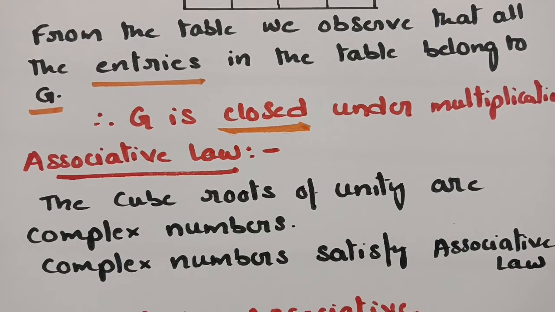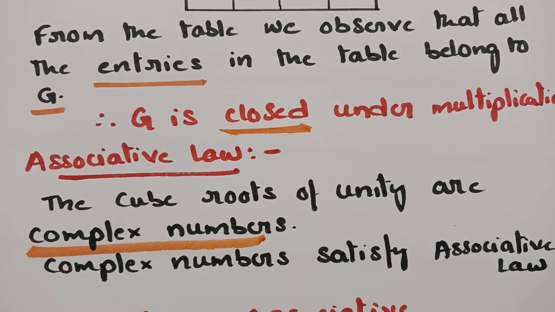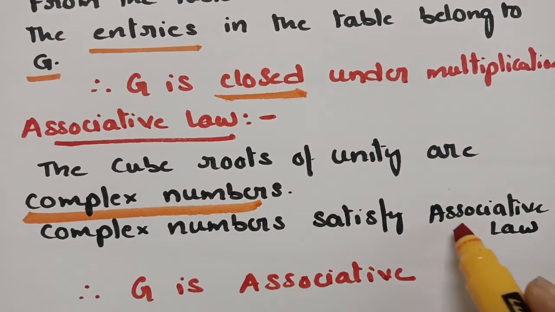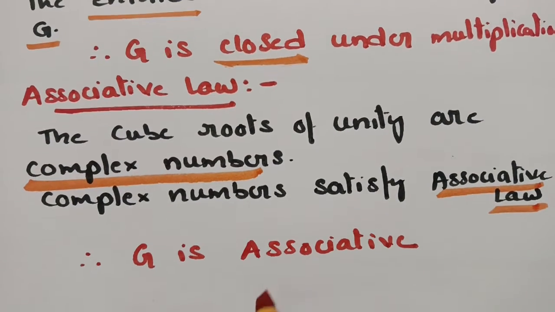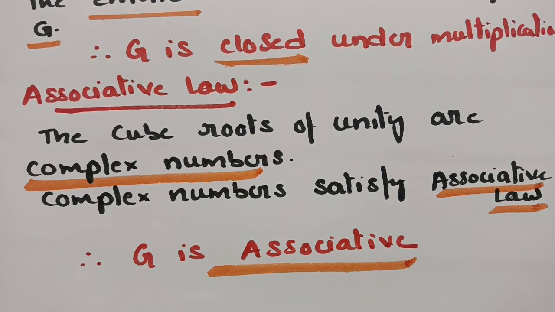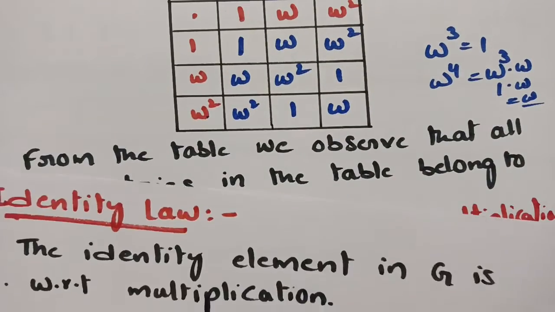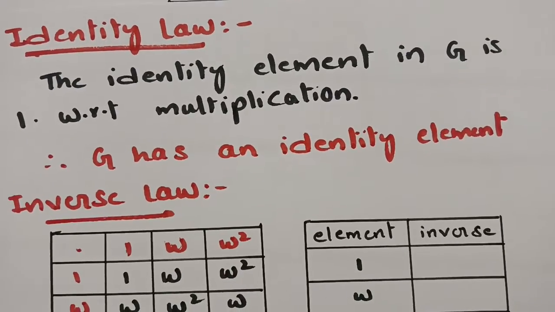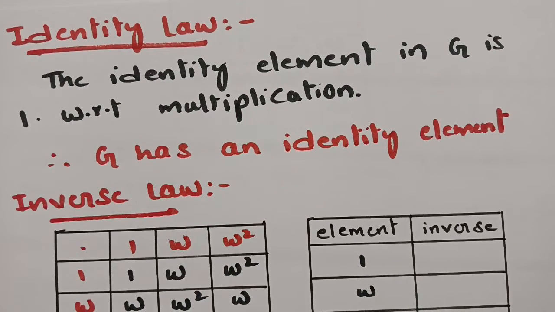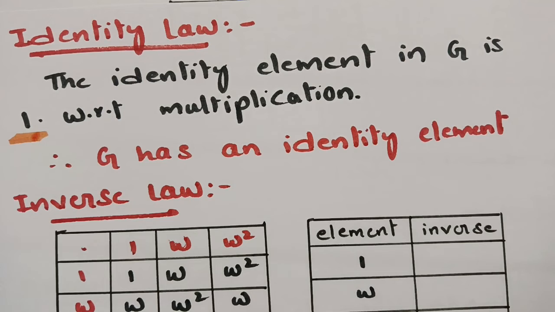Here, if you observe this, the cube roots of unity are complex numbers. These are all complex numbers. And we know that complex numbers satisfy the associative law. And therefore, we say that G is associative. So, I have shown the closure property and the associative property. And the next one is the identity law. So, for the identity law here, the identity element of G is 1 with respect to multiplication.